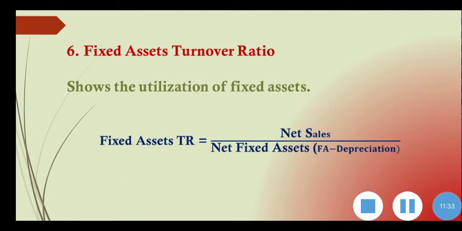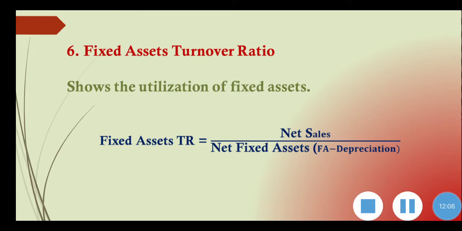And the last turnover ratio is fixed assets turnover ratio, that shows the utilization of fixed assets by the company, or the efficiency of the company in utilizing its fixed assets. The equation is net sales divided by net fixed assets, means fixed assets after depreciation that you have to take. So this ratio is computed to determine to what extent the investment in fixed assets has been achieving its objective of generating sales.